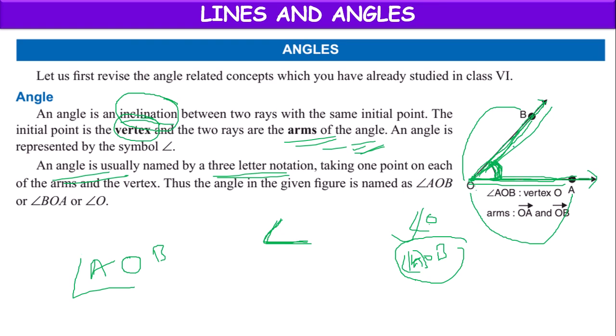Not only AOB, we can also name it as angle BOA. We can take point B first, but there will be no change. Angle AOB is the same as angle BOA. But at point O, we don't have any other angle except this angle. So only one angle is there. That's why we can directly mention it as angle O.